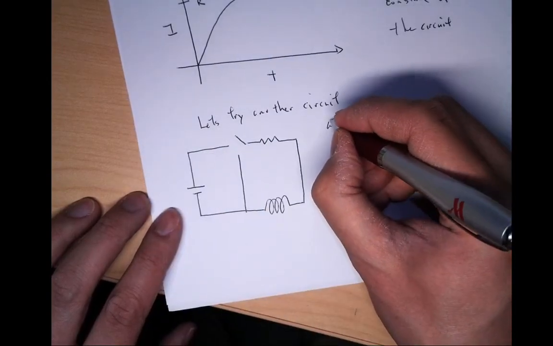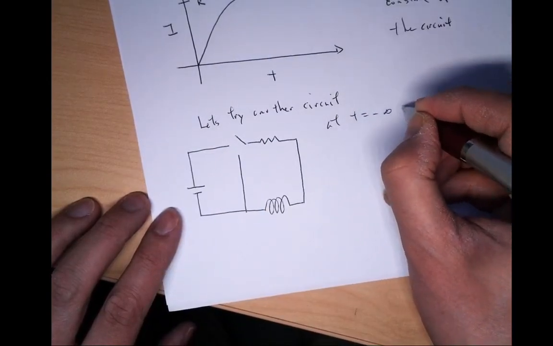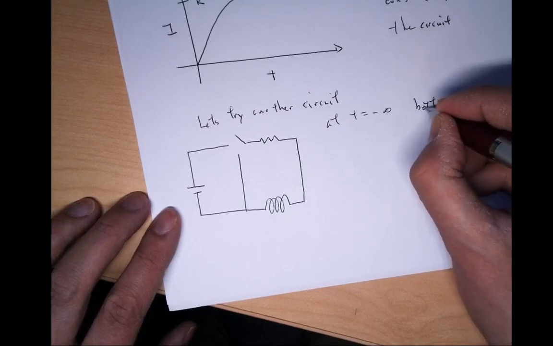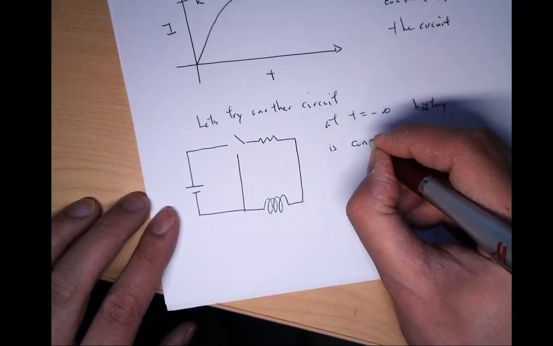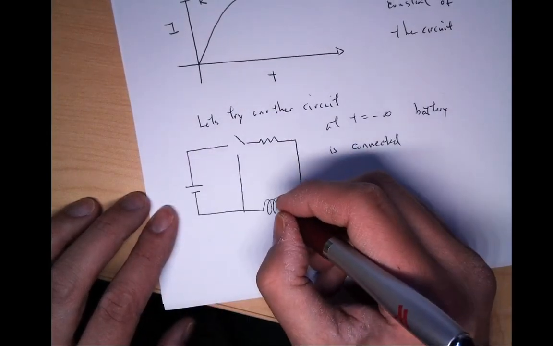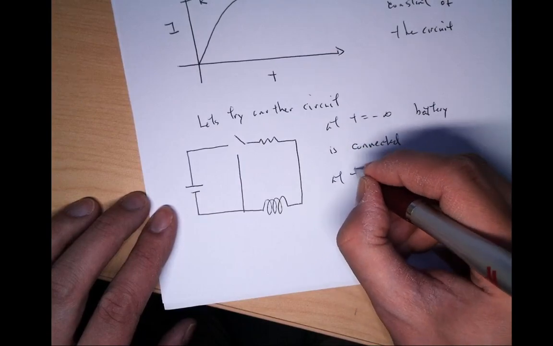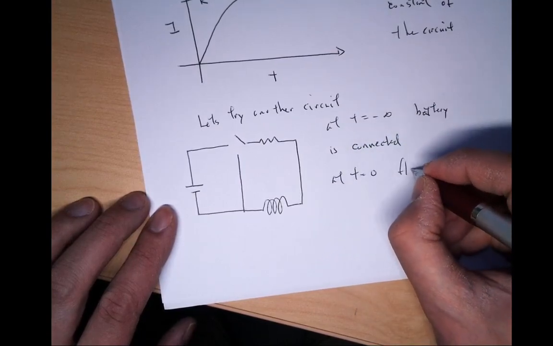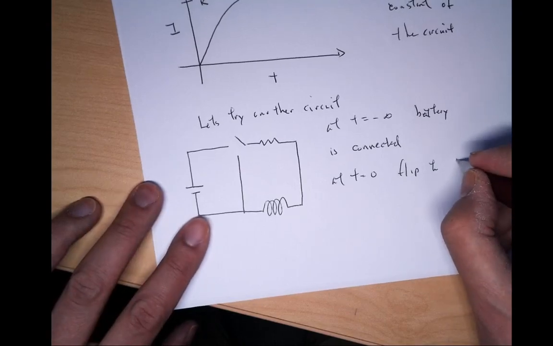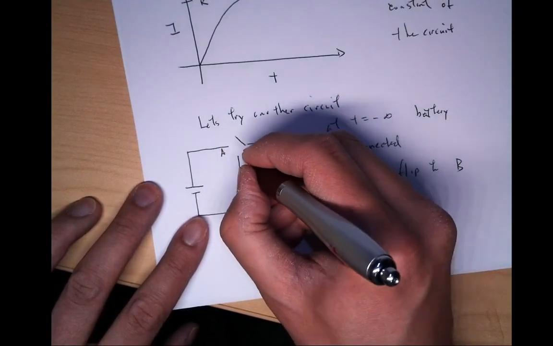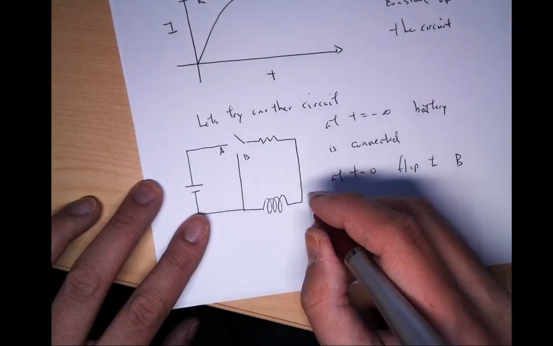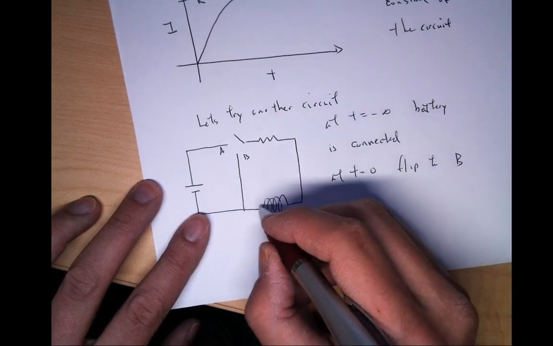Okay, so at t equals minus infinity, battery is connected. So it's connected. This thing's charging up. Okay, and then at t equals 0, I'm gonna flip to B. So I'll call this A, B. I'll flip to B. Now this circuit is going to be activated, and at t equals 0, there's going to be some current flowing through this, right?